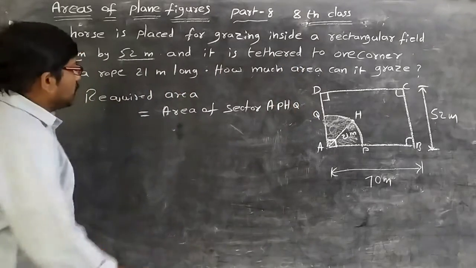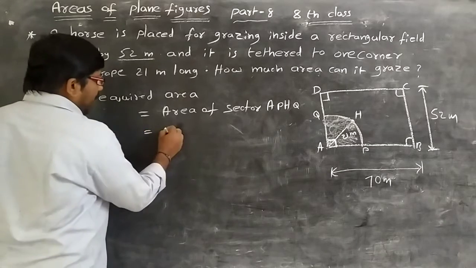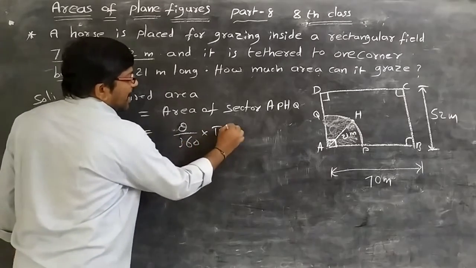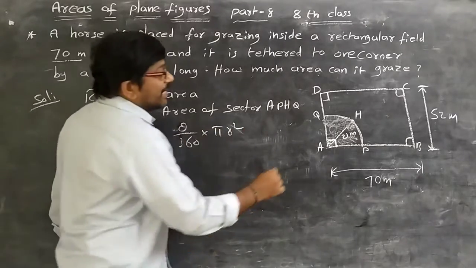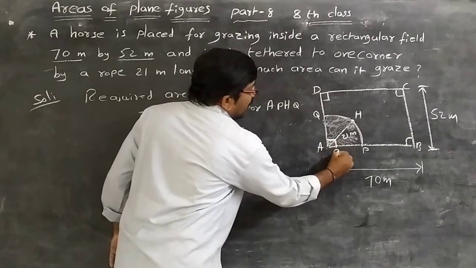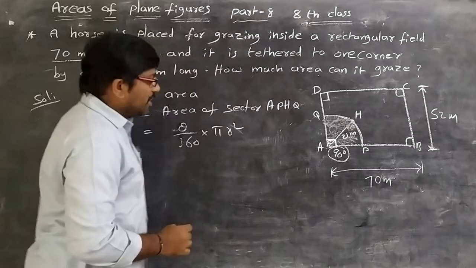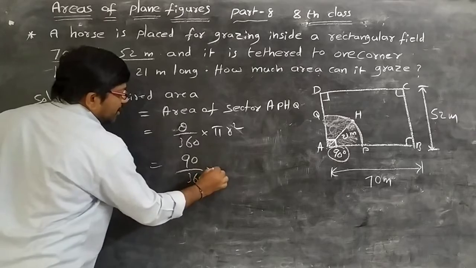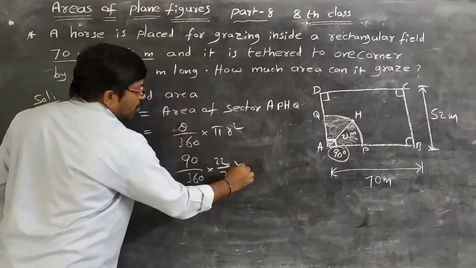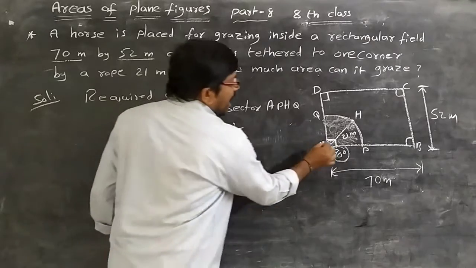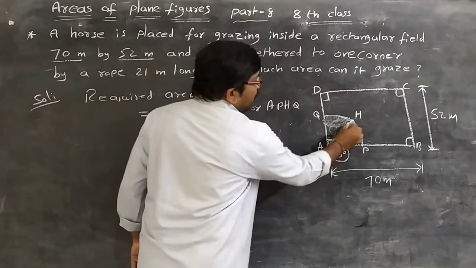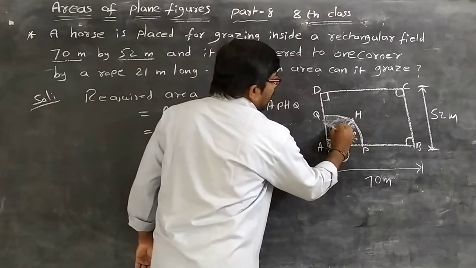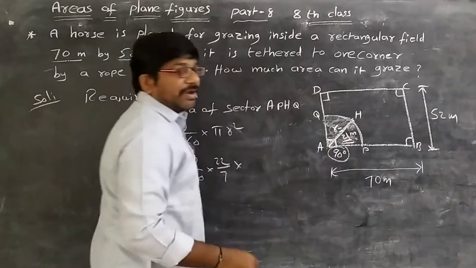We know very well the area of sector formula. Area of sector is theta by 360 into pi r square. Here theta is the angle of the sector, which is 90 degrees. So it is 90 by 360 into pi value 22 by 7 into r square. R is the radius of the sector, that is the length of the rope. The radius of the sector is 21, R is equal to 21.